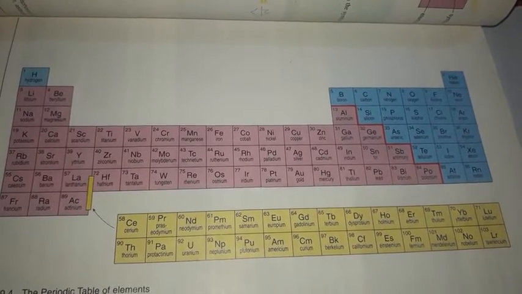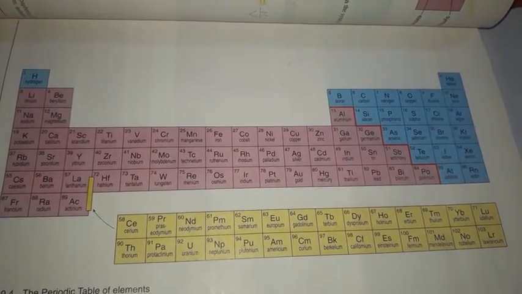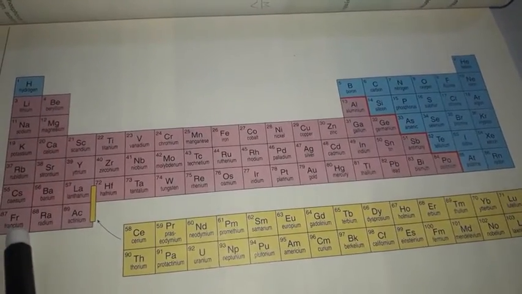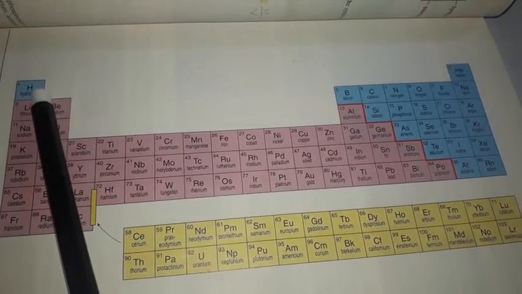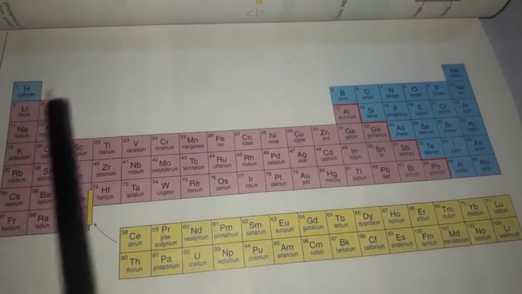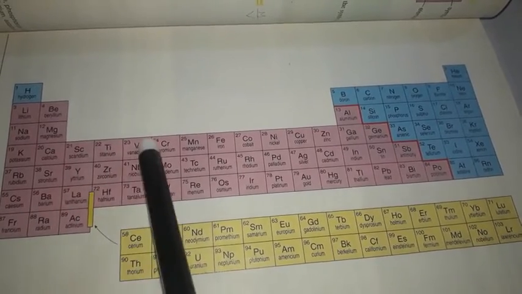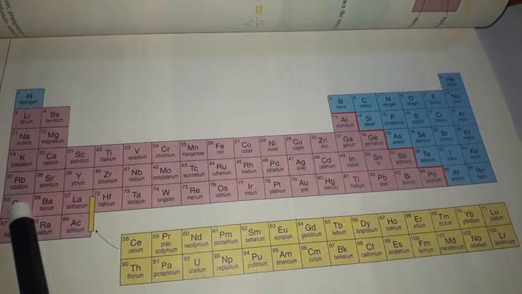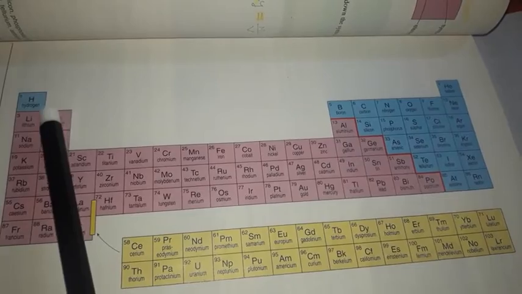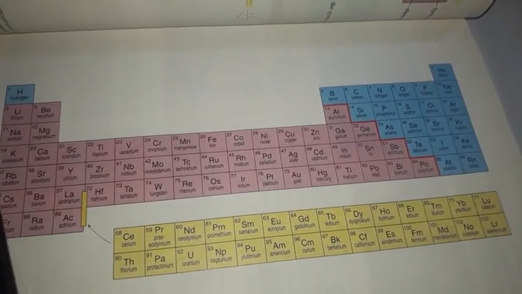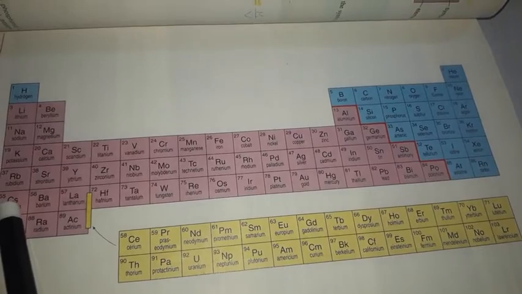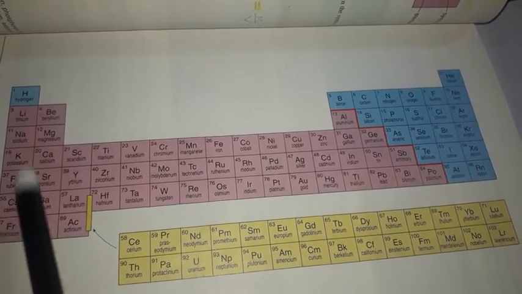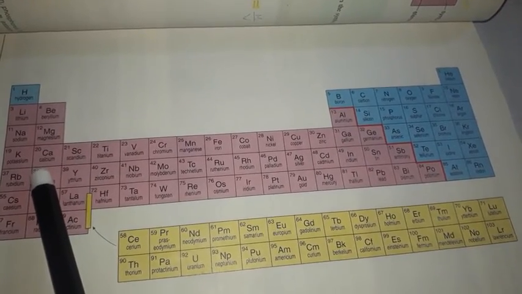I told you that each vertical column is called a group. You can see here is a vertical column in the periodic table, and this is the first group. This is group 1, group 2, group 3, group 4, group 5, and so on. Each group has similar chemical properties. Here you can see that hydrogen, lithium, sodium, potassium, rubidium, cesium, and francium have the same chemical properties.